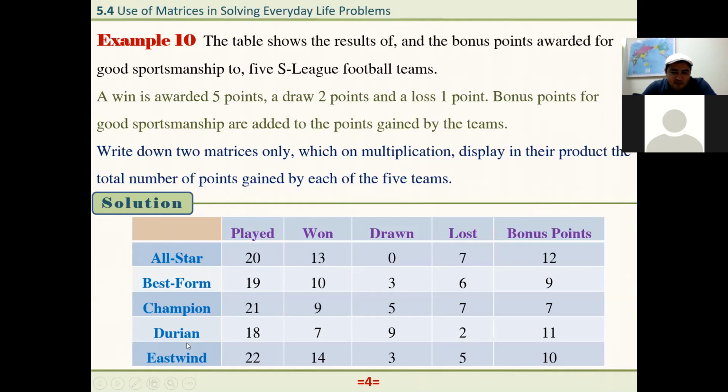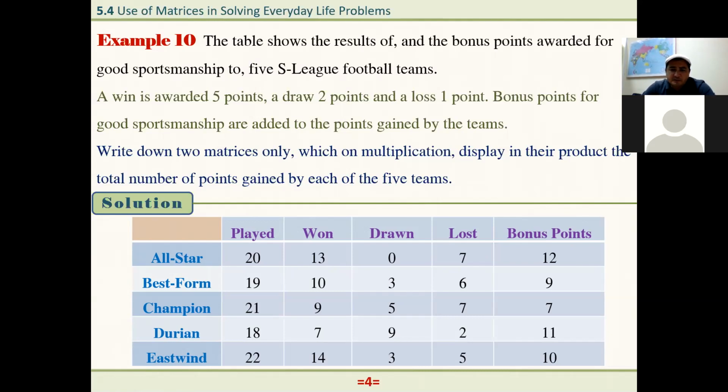Anyway, so the name of the team is Durian. Here we have played, won, drawn, lost, bonus points. Even if this table were not given, as a scientist or mathematician or an expert in this field, we should be able to make this table. If you have ever studied statistics, we tabulate this data so that when we look at it, we can see everything clearly. That is one way of presenting data, because we have different ways to display data: a table, a line graph, a bar graph, a histogram, a pictogram.